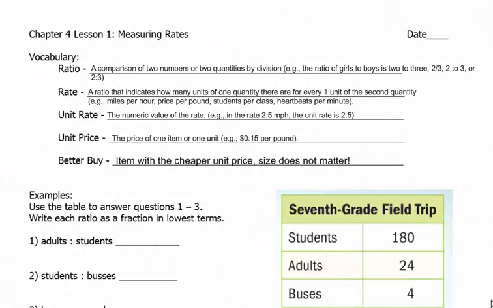We're on to our next chapter, which is ratios and proportions. Some of this you may have learned last year. Unfortunately, in order to understand the chapter, we have to know some vocab.